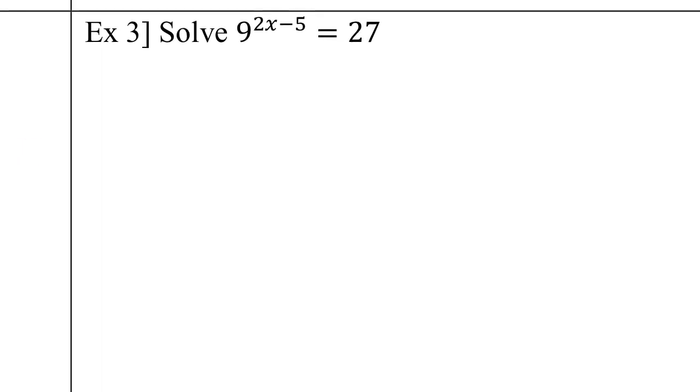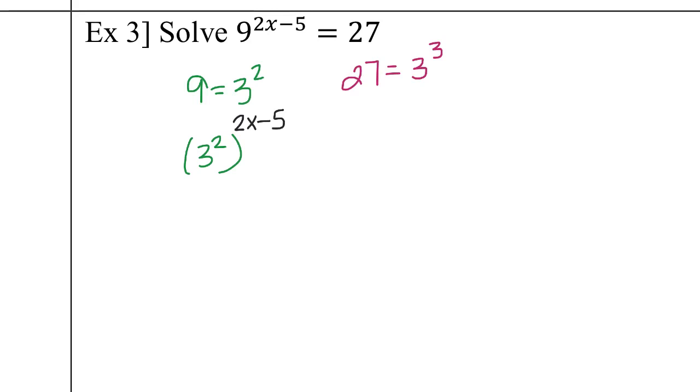Example 3. Solve 9 to the 2x minus 5 equals 27. Okay, well, 9 and 27, I know those are both powers of 3. So for example, I can make 9 into 3 squared. So what I have now is 3 squared to the 2x minus 5 power, because the 3 squared takes place of the 9, but I still have the 2x minus 5 in the exponent. Now I also know that 27 is 3 to the 3rd. But since 27 is just a single number, I don't need parentheses or anything. I can just replace it as being 3 to the 3rd.